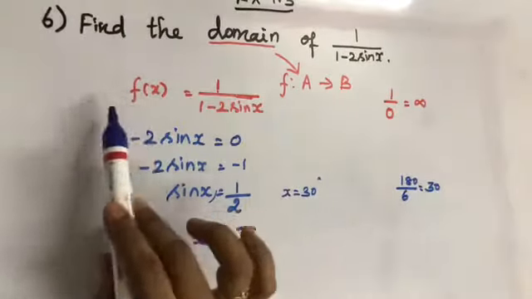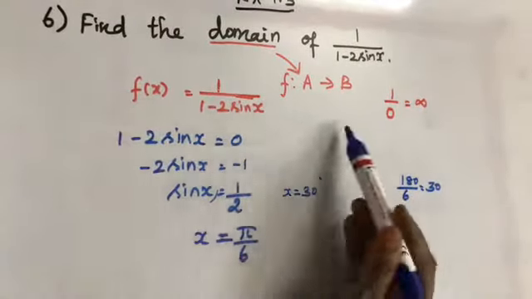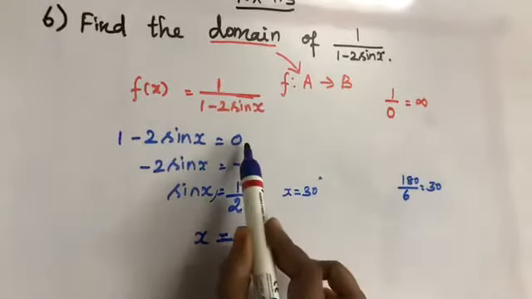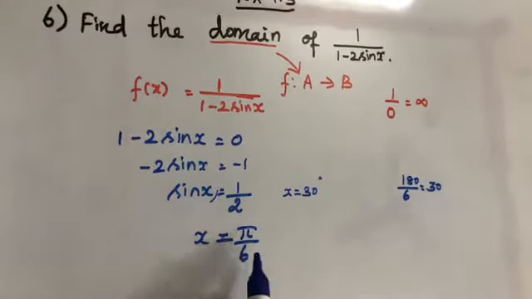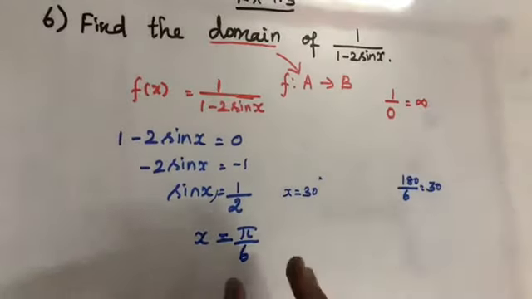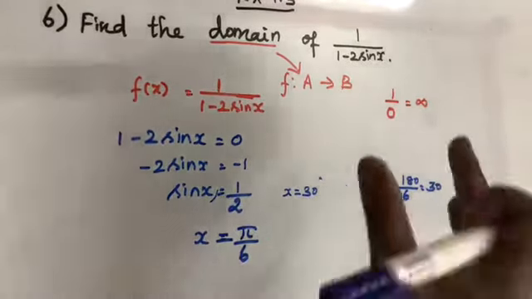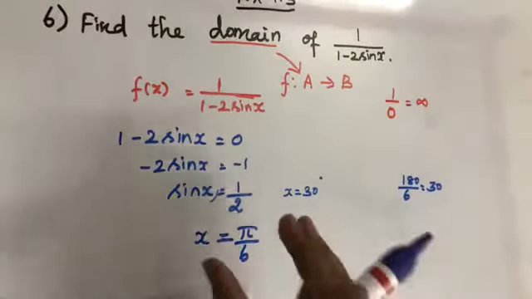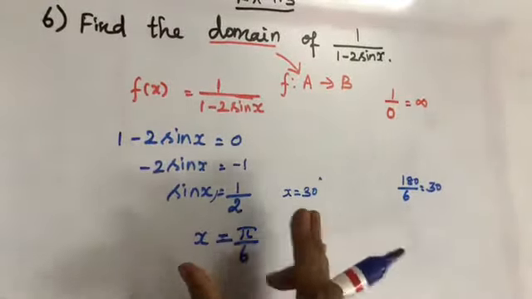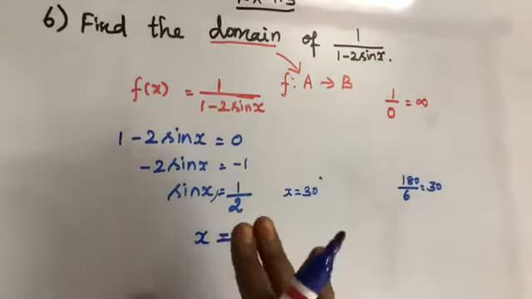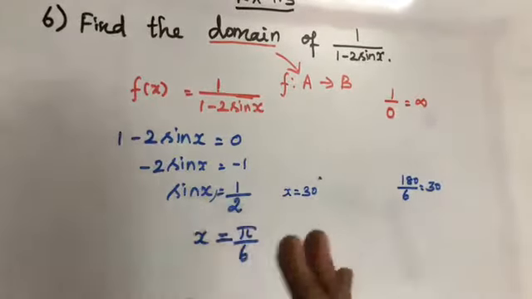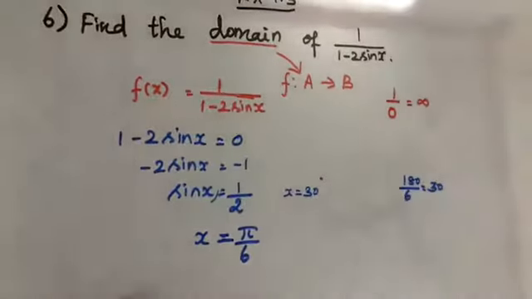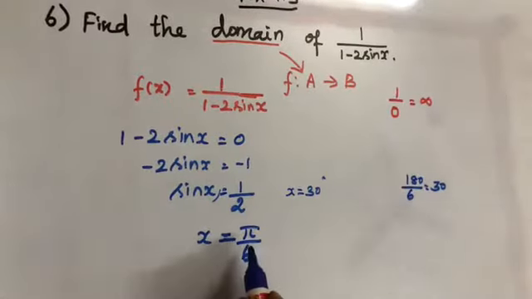So f is a function on the real number line. If I equate the denominator to 0, I get x is equal to pi by 6. The denominator should not be 0, so I have to remove this from the real number line. The remaining part of the real number line will be its domain. Okay, so now I get x is equal to pi by 6.